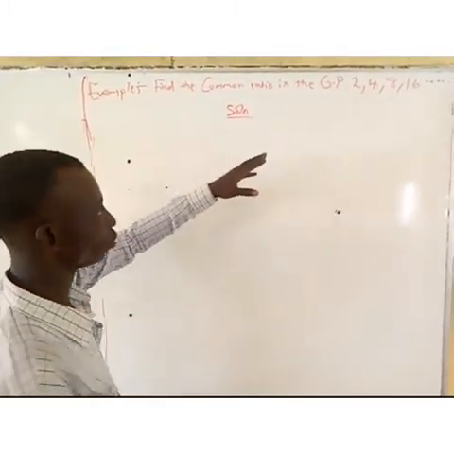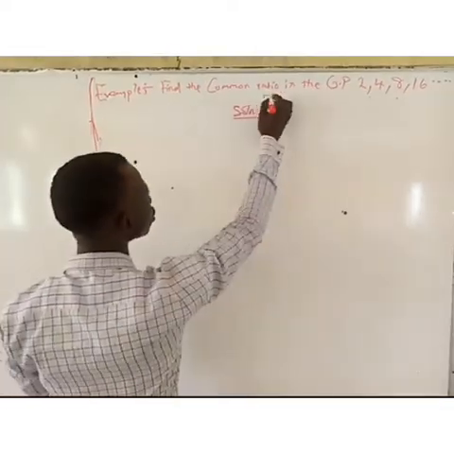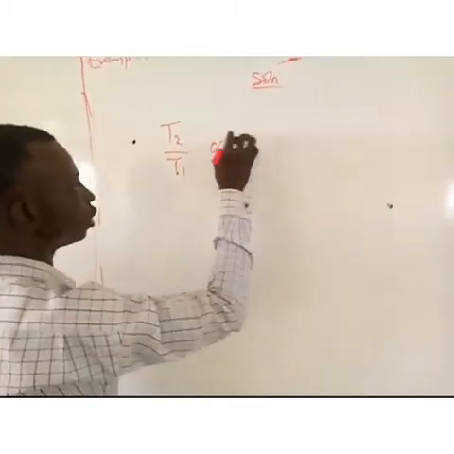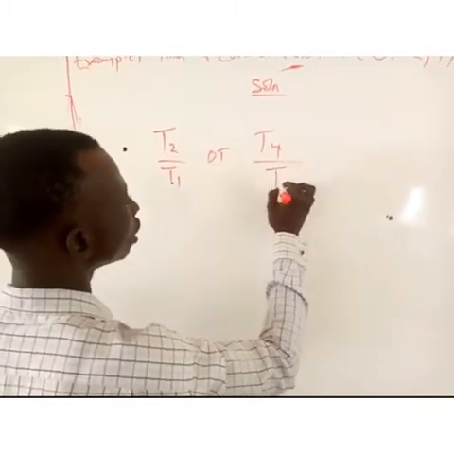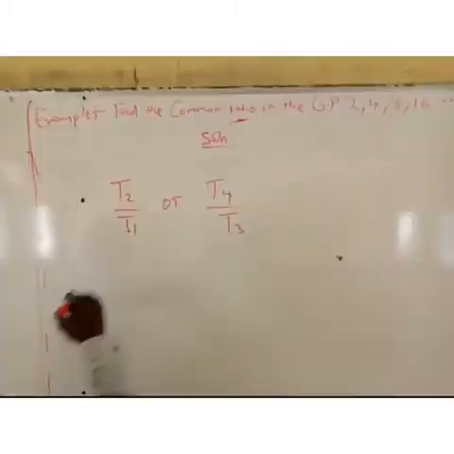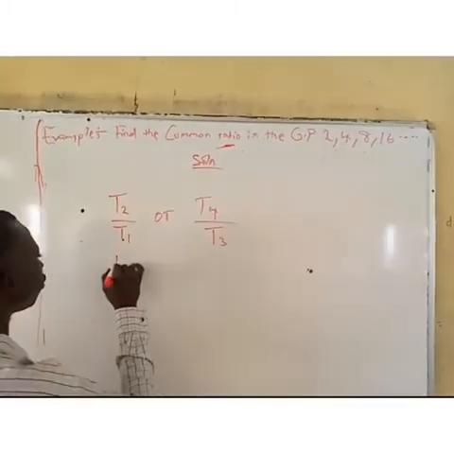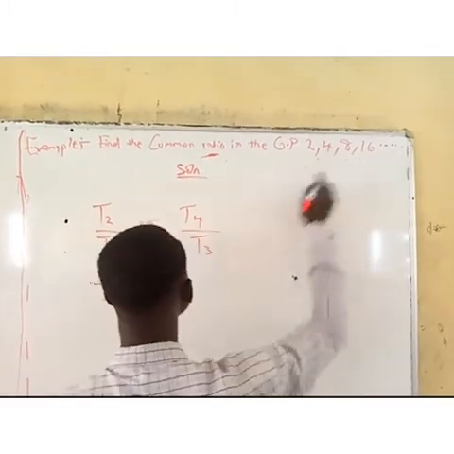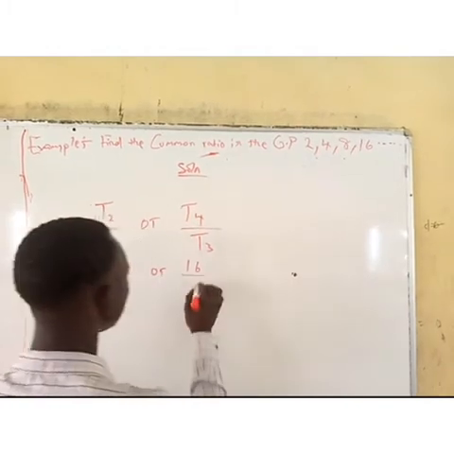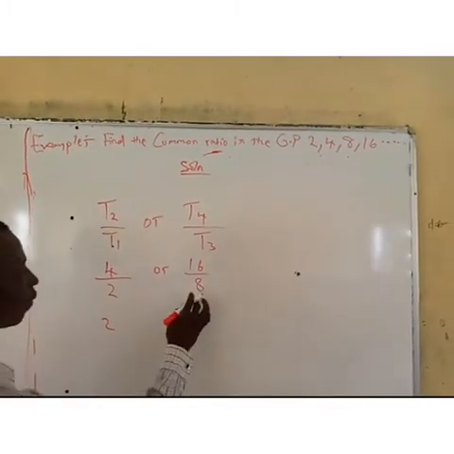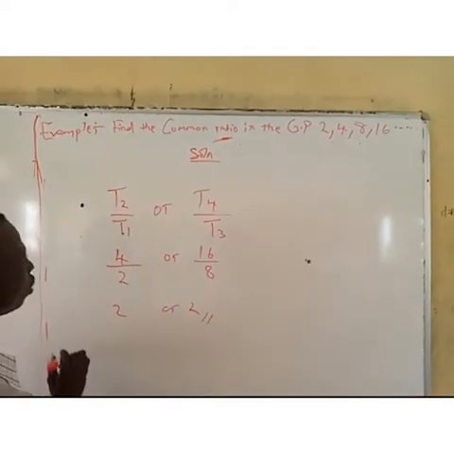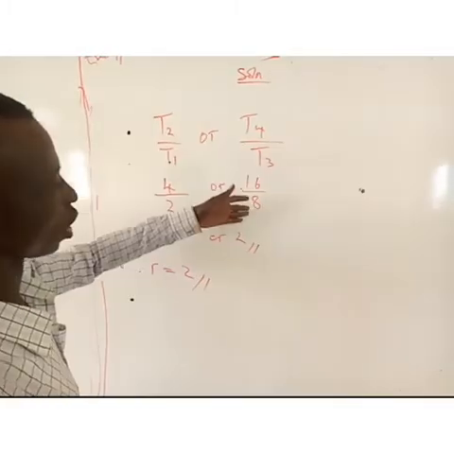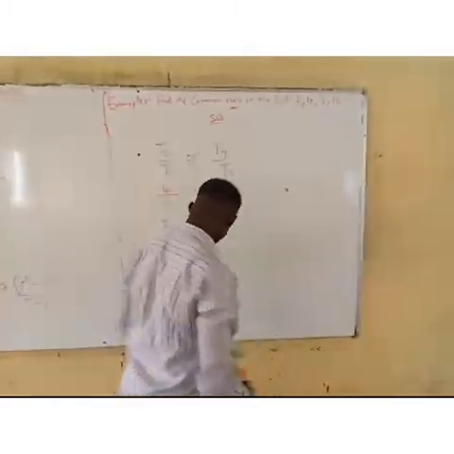To find the common ratio in the GP, as I told you earlier, ratio means division. It's just to divide the second term by the first term, or we divide the fourth term by the third term. The second term is 4, divided by the first term, 2. Or the fourth term is 16, divided by the third term, which is 8. 4 divided by 2 is 2, and 16 divided by 8 is 2 also. So the common ratio is equal to 2. Either you use this first approach or this second approach. This is for common ratio. Very simple. Let's look into another example.